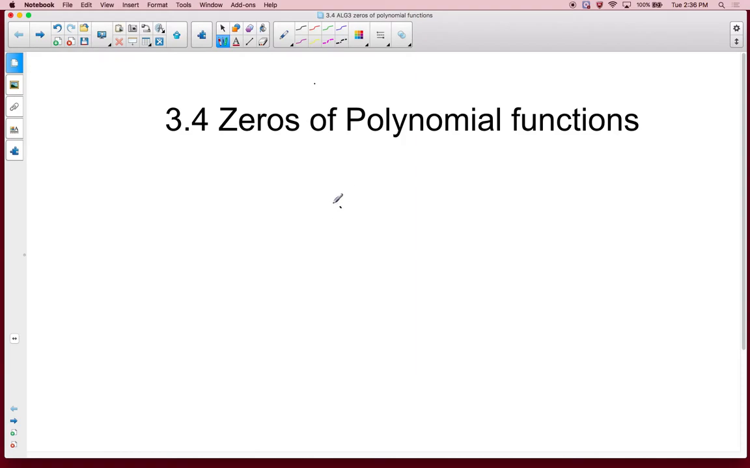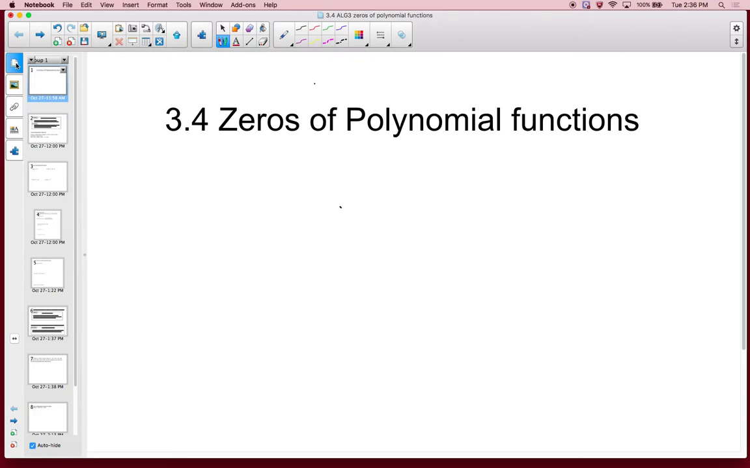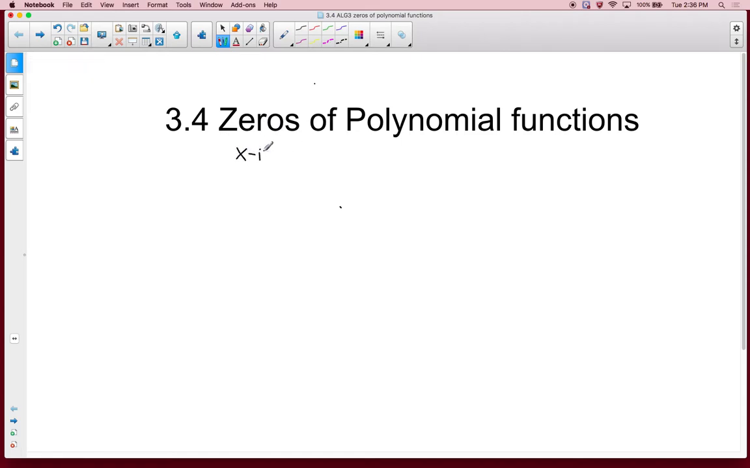Okay, welcome to 3.4, Zeros of Polynomial Functions. In this section we're going to take a deeper look at finding all of the zeros of a polynomial function. When we think of the zeros, we can think of the x-intercepts of the graph. Sometimes they're called the zeros, sometimes the roots, and sometimes the x-intercepts.